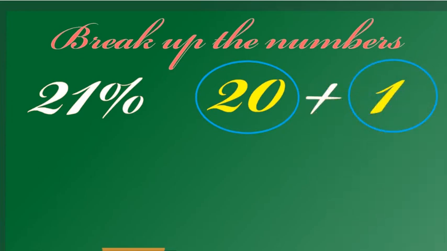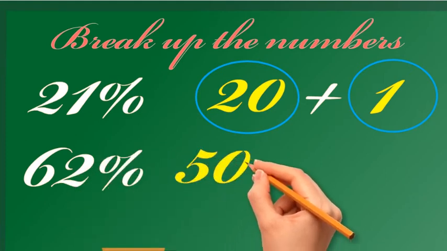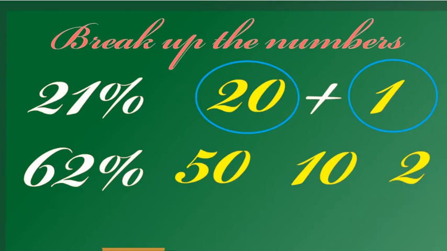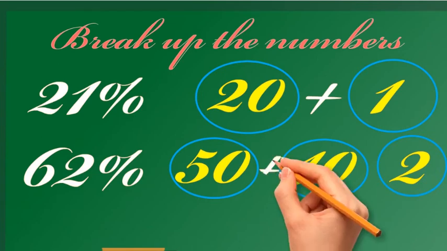One more example, if the percentage is 62%, you can break it to 50, 10, and 2. Calculate the 50%, calculate the 10%, and calculate the 2%, and just add them together.